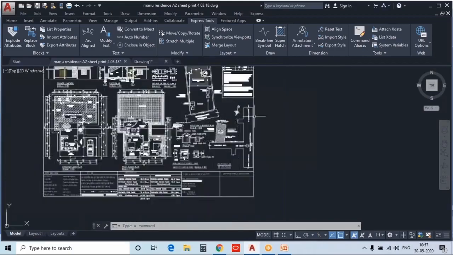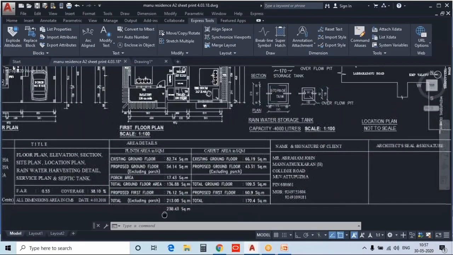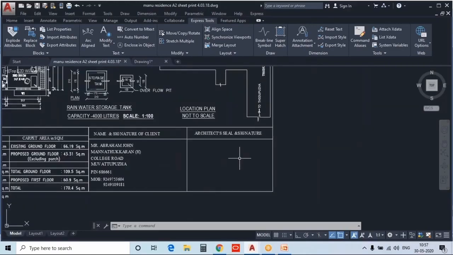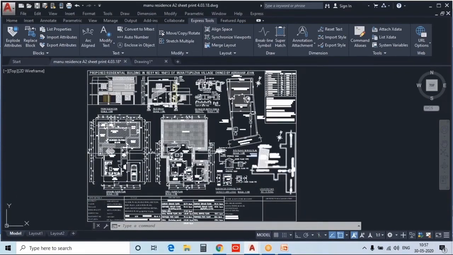Then here you can see the site details. Then the title that shows what all things are included in this plan, like floor plan, elevation, section. And here is FAR, floor area ratio, coverage. Then the ground floor area, proposed ground floor area, then carpet area, all those things. Then the name and signature of the client should be included. Then the architect's or the engineer's seal and signature should be included on this approval drawing. This is how you have to prepare an approval drawing of a residential building.